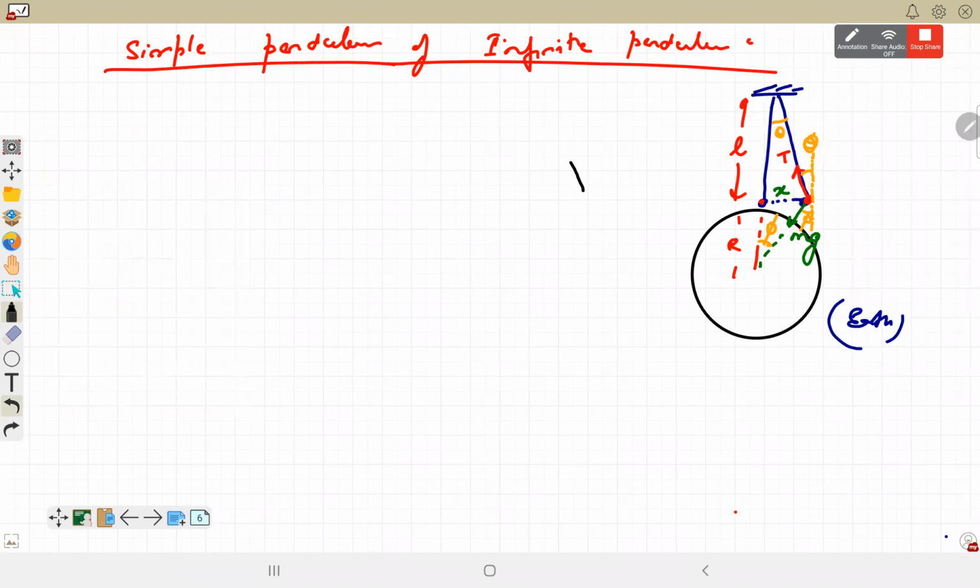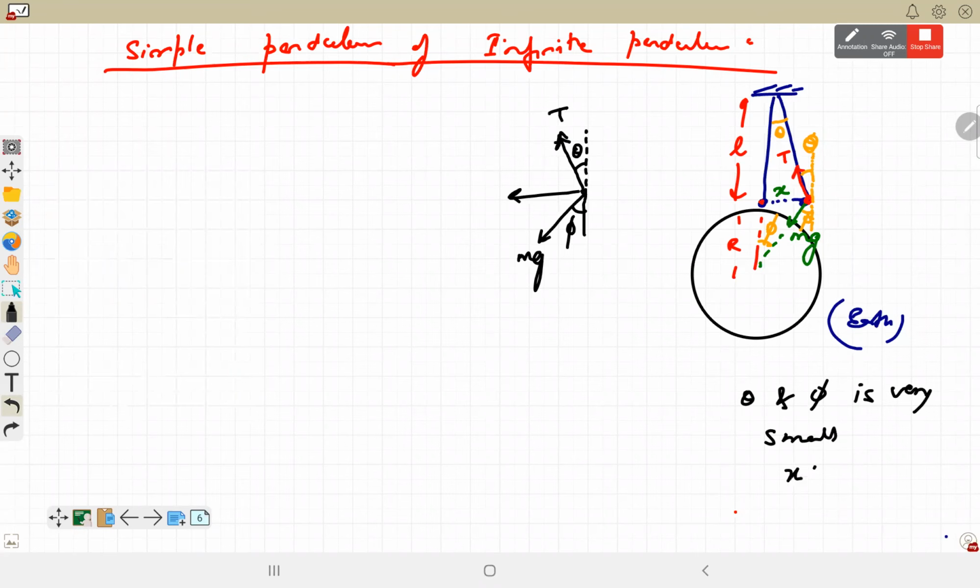In the diagram, there is one force, tension, because of the string, and another force, mg, because of gravity. The upper angle is theta and the lower angle is phi. Theta and phi will both be very, very small because x is very small compared to the radius of Earth. So if theta and phi are very small, that means we can equate their components.